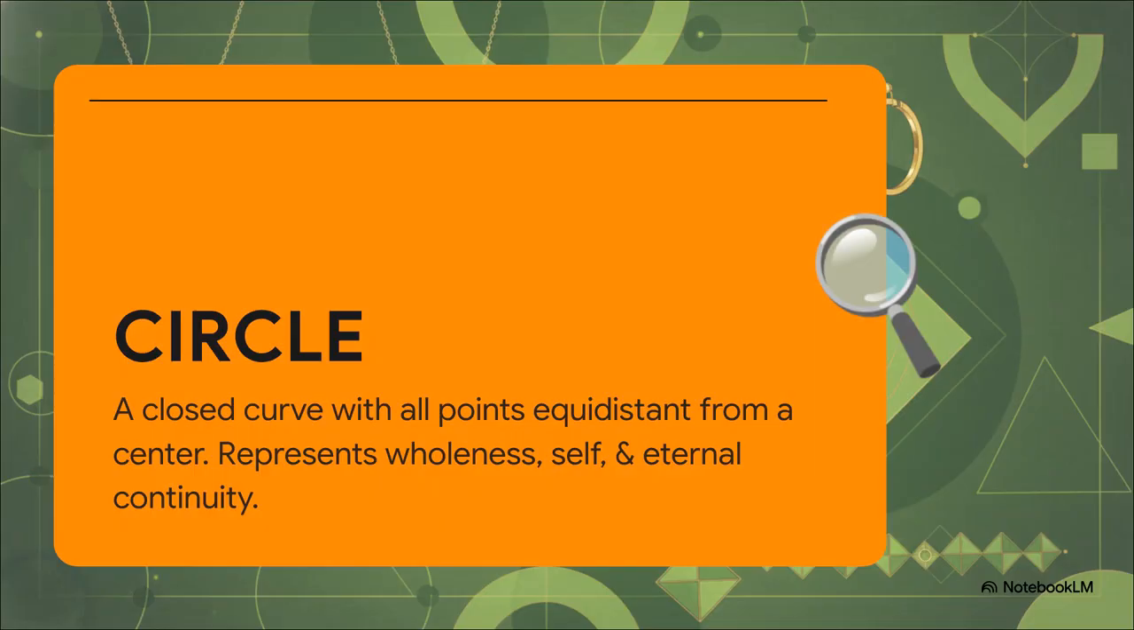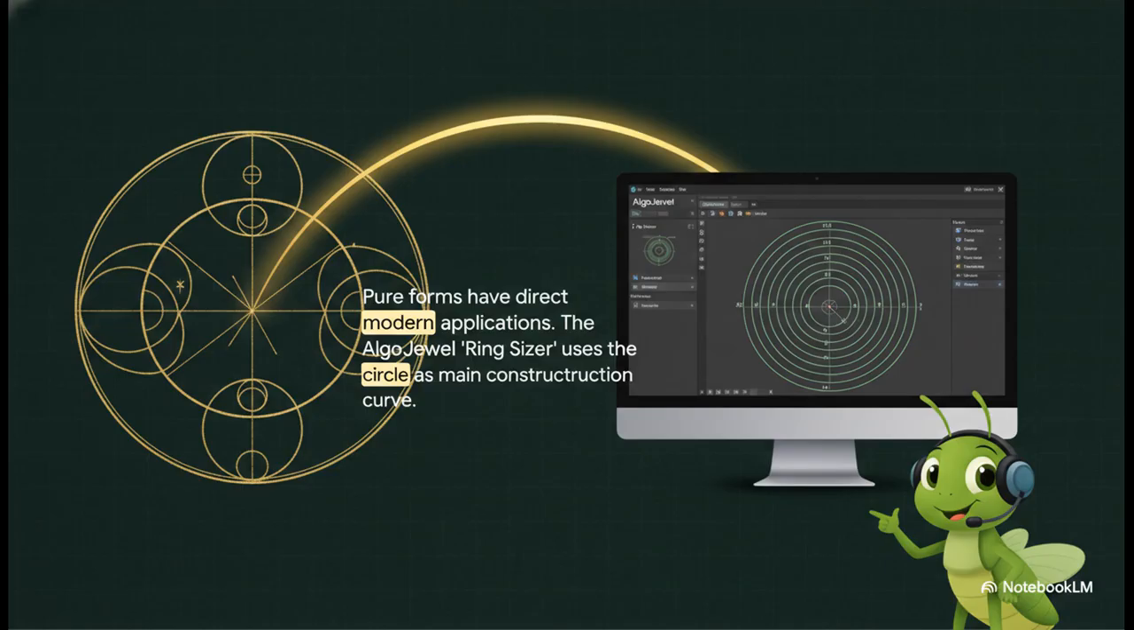And of course, the circle. I mean, wow. No beginning, no end. It's just this incredibly powerful, universal symbol for wholeness, for the cosmos, for eternal cycles. There's a reason it represents perfection and the divine in pretty much every culture on Earth. Now, this isn't just some ancient symbolic stuff.